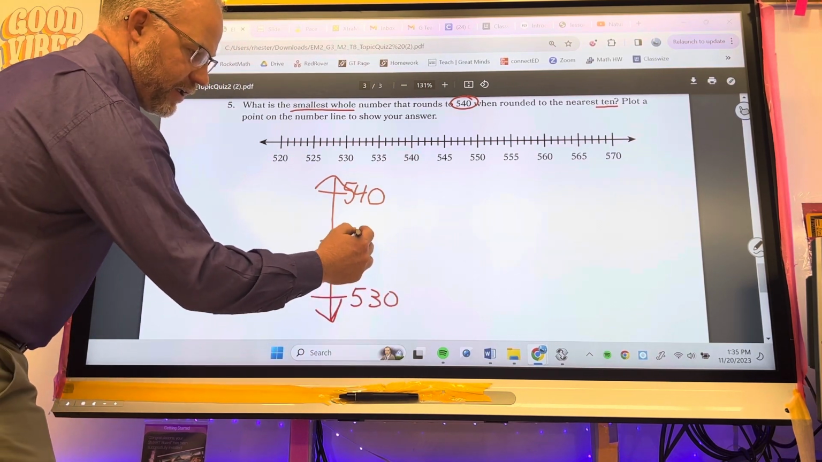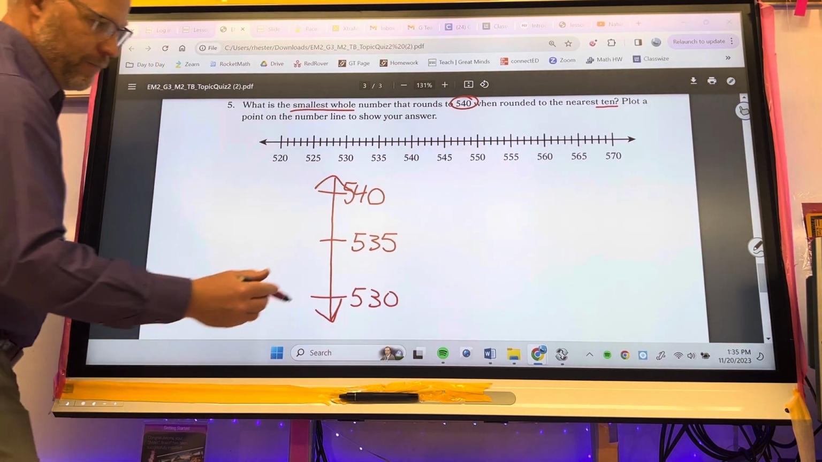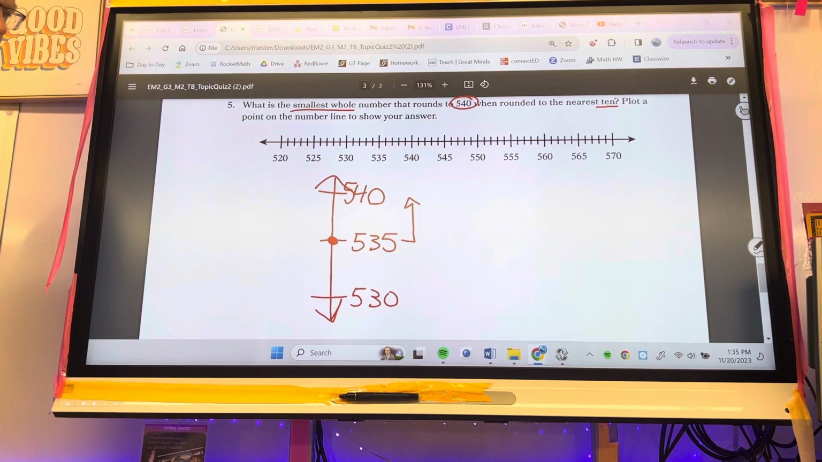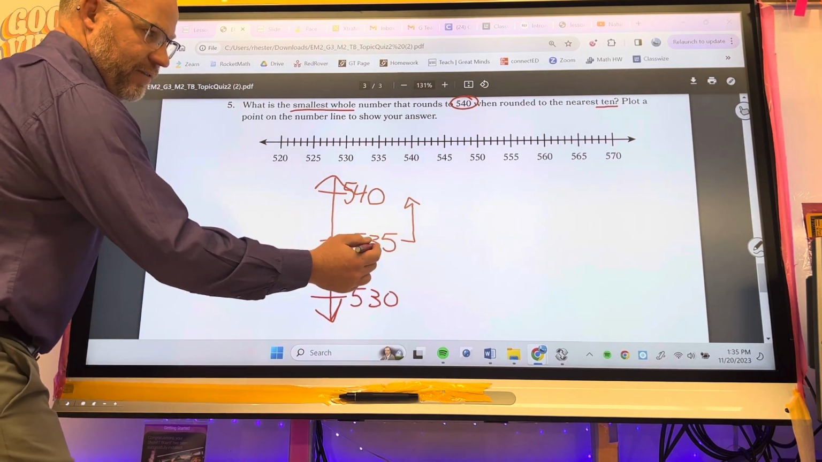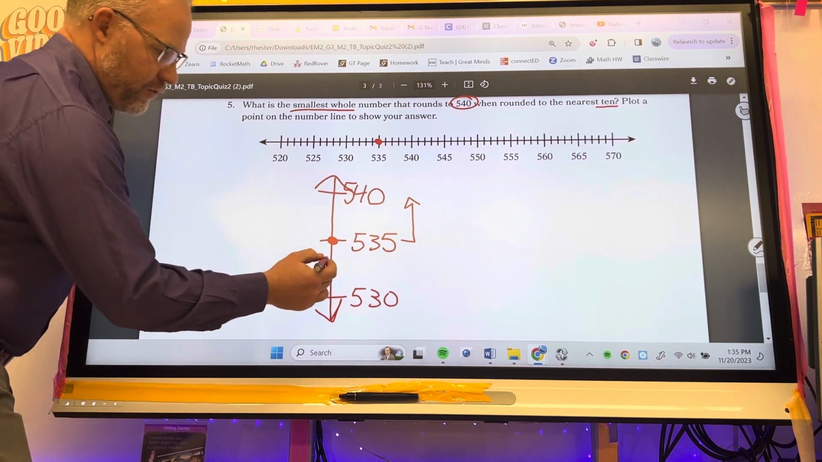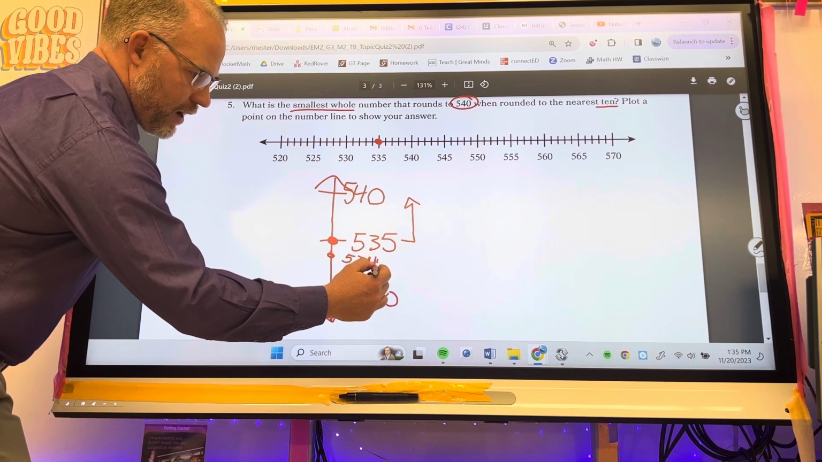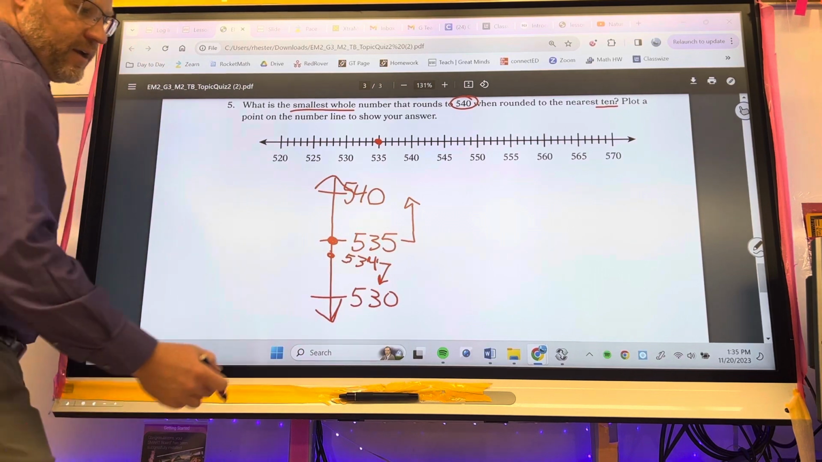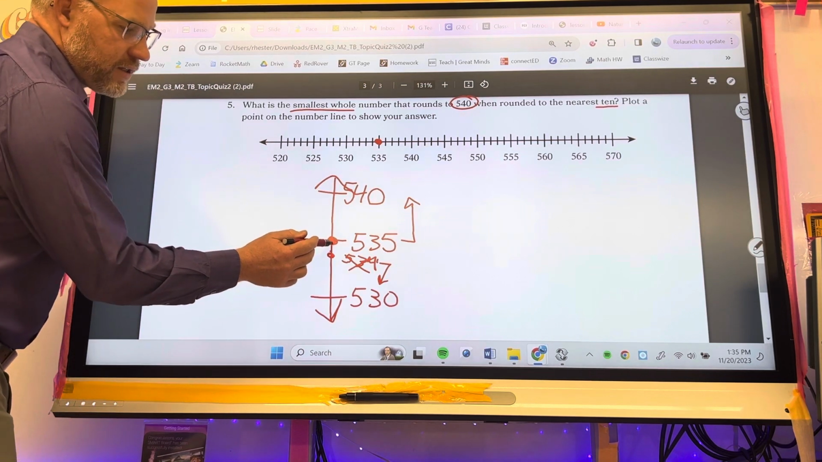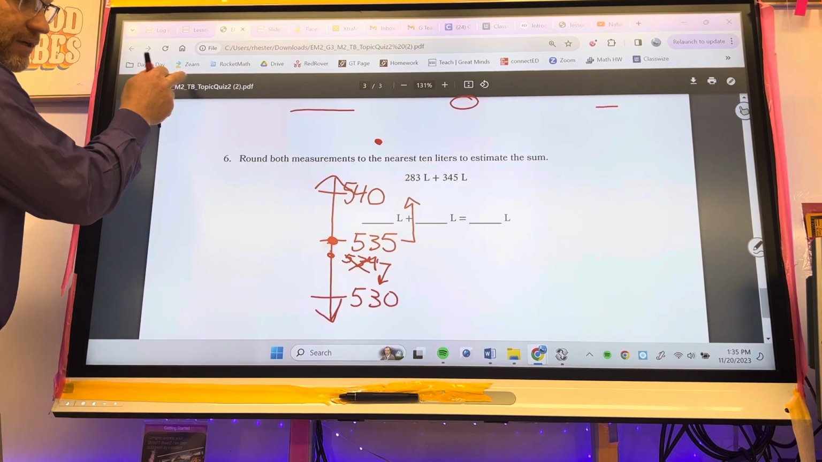So some of the 530s will round to 540. And we know that from the midpoint up, they will all round up. So in this case, 535 rounds up to 540. Now, if you tried to go down to 534, 534 would round down because it's below the midpoint. So 534 would be wrong because it does not round to 540. So the smallest number that rounds to 540 is 535. That's a challenge question, that one.